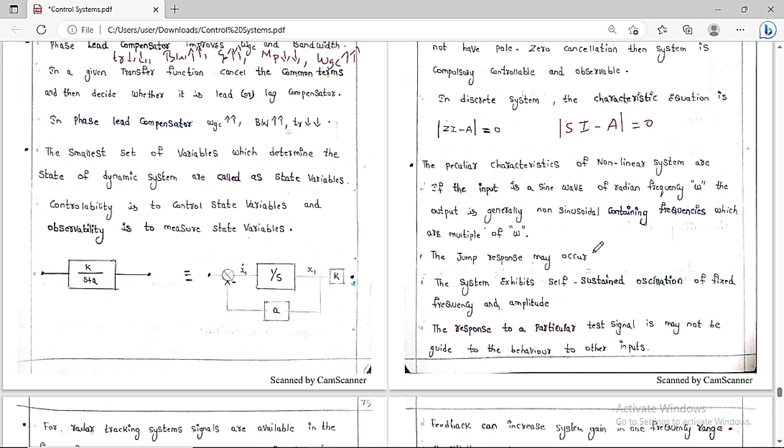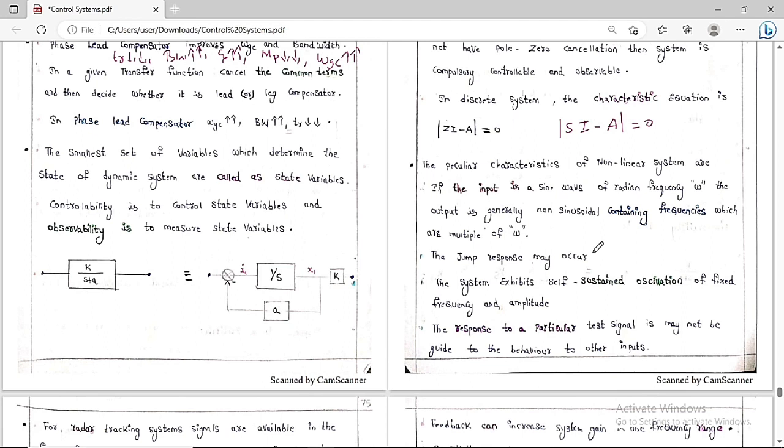The next point is that a jump response may occur. It will have sudden changes in the output in the case of nonlinear systems. The system exhibits self-sustained oscillations of fixed frequency and amplitude. And the response to a particular input signal may not be a guide to the behavior for other inputs.